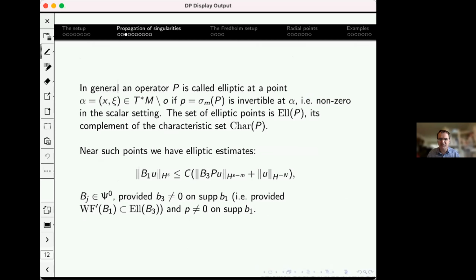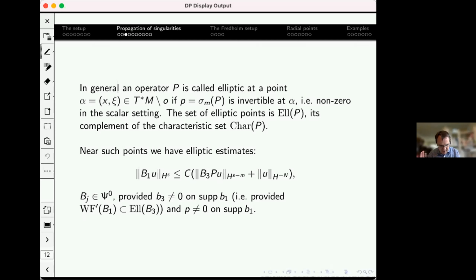I mean, normally it's phrased in terms of bounds, but the reason it's phrased in bounds is because there's this infinity out there, and who knows what happens. So by using the dilation action or compactifications, you can state it in a more transparent manner, perhaps. Anyway, so the operator is elliptic if its principal symbol is invertible, and near elliptic points you have elliptic estimates. So they look like this.